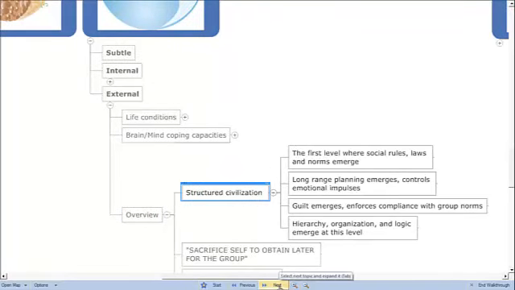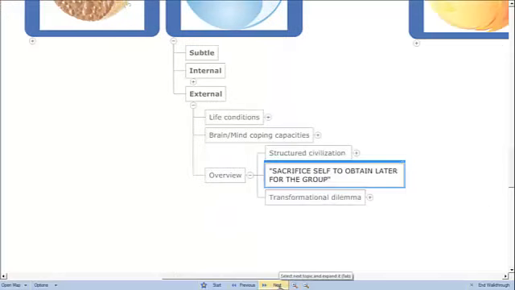Water External is really characterized by structured civilization. This is the first level where social rules, laws, and norms emerge. Also, long-range planning emerges and controls people's emotional impulses. At the same time, guilt also comes forth, and it enforces compliance with the group norms. Finally, hierarchy, organization, and logic emerge at this level. The motto or mission statement of Water External is to sacrifice self to obtain later for the group.